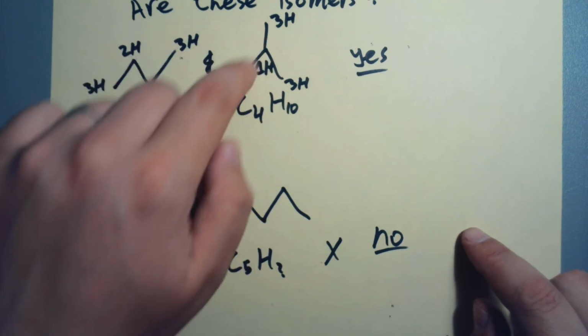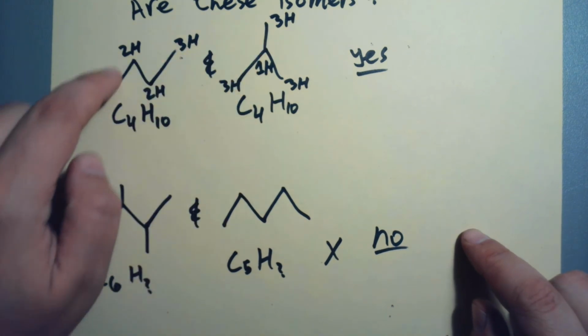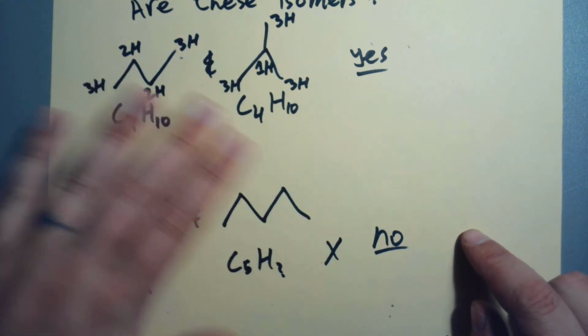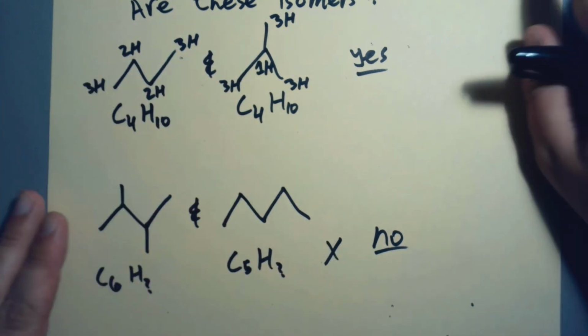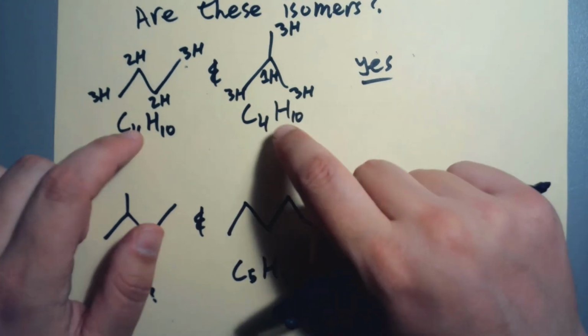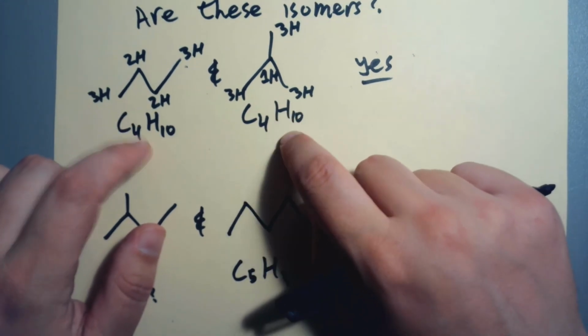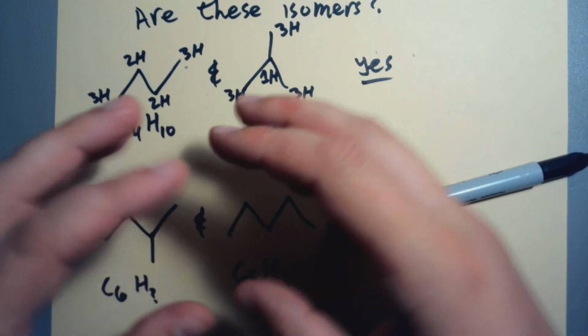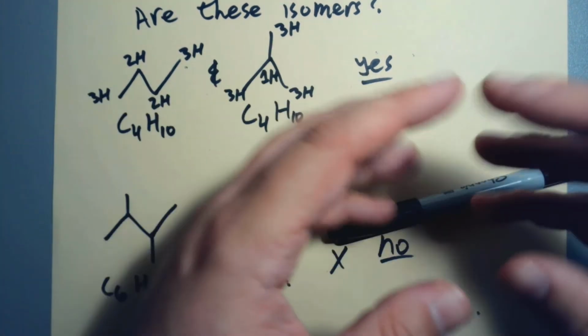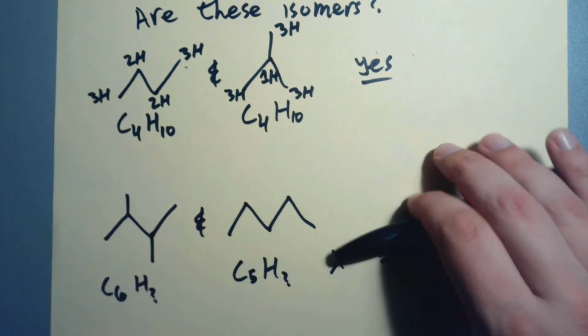So this has a branch, it has a 3 carbon main chain with a branch, whereas this is just a 4 carbon main chain. No branching, no side chains. So you're getting different molecules, but you're getting them out of the exact same pieces. So it's like you have the same Lego pieces and you build one thing, you take it apart and you build another. That's what we have here.